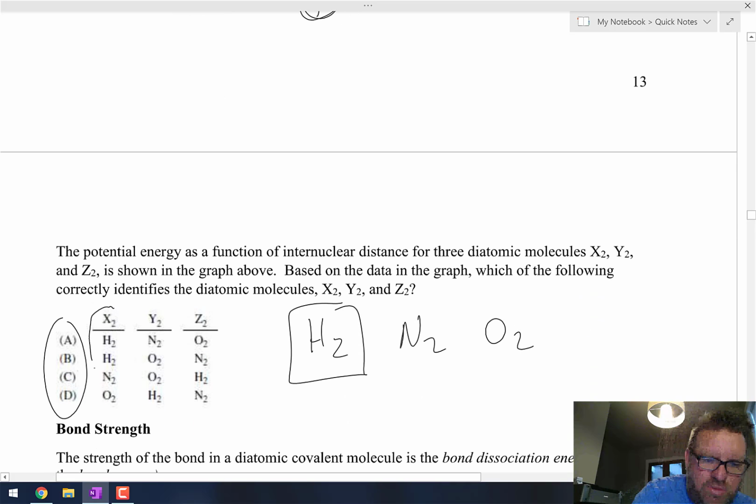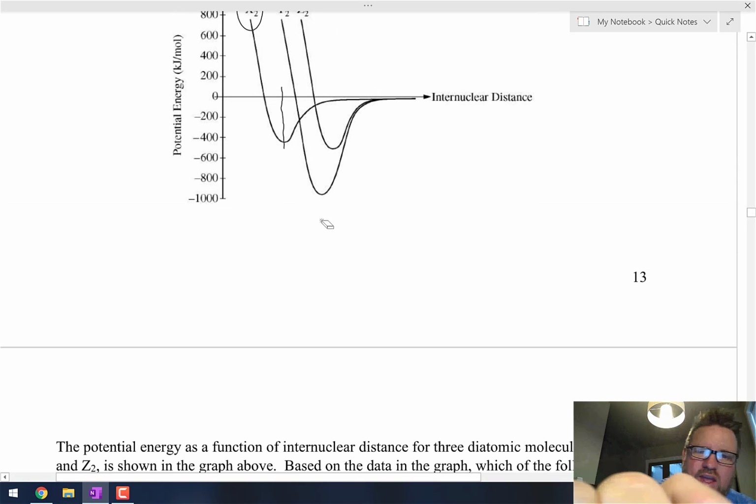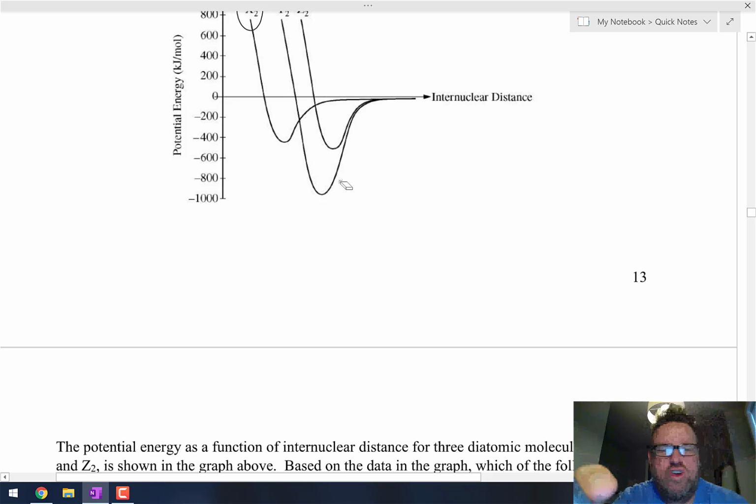So X2 must be hydrogen, which means C and D are out. Okay, now it's just a question of which one's nitrogen and which one is oxygen. Now, in terms of internuclear distances, they're pretty darn close to each other. And you might think, well, nitrogen's a triple bond, oxygen's a double bond. How does that affect the distance?